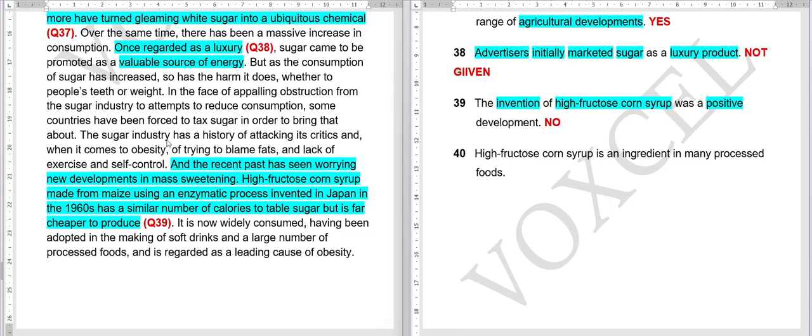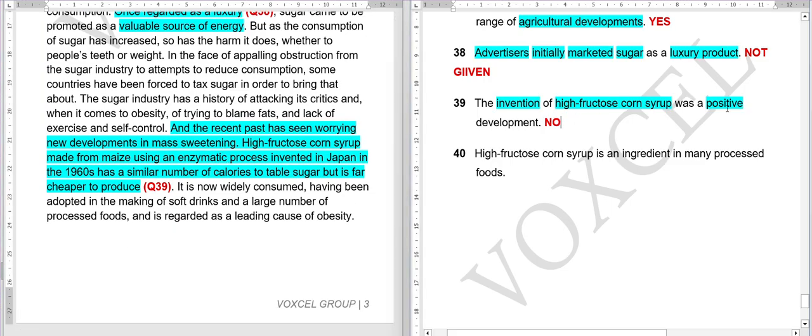Why is it no? Because in the question it's a positive development, but here they're saying that there have been worrying new developments in mass sweetening. If the developments are worrying, that means they are negative. One of the examples is high fructose corn syrup. So that's mass sweetening. I hope it is clear. Let's move on to the 40th question now.